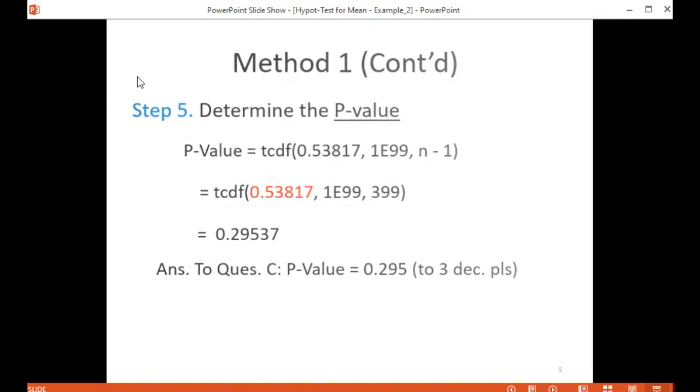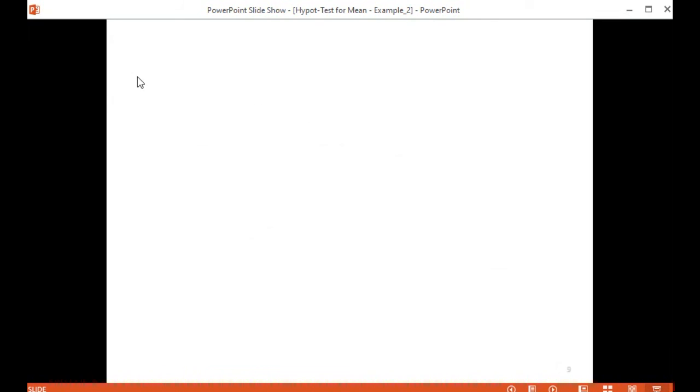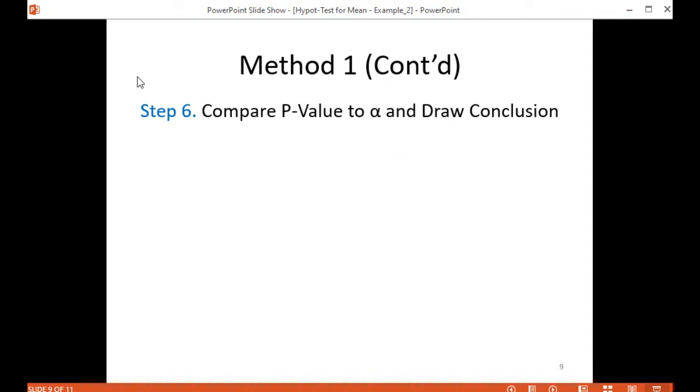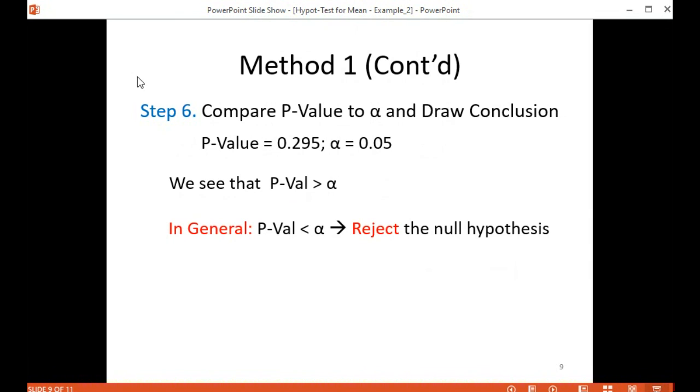Now we're going to take this p-value, and that's what we're going to use to compare with alpha, and then draw our conclusion. So p-value is 0.295 and alpha is 0.05. So you could compare them, and you see that the p-value is bigger than alpha. If the p-value is bigger than alpha, what does that tell you?